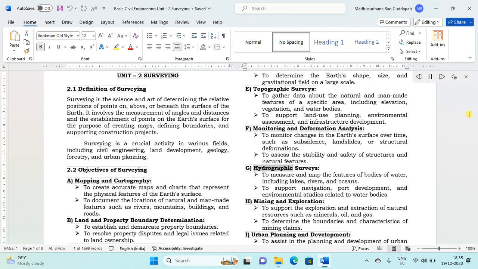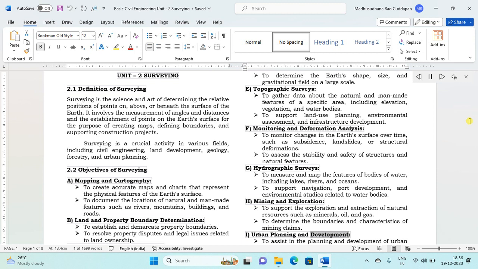G. Hydrographic surveys. To measure and map the features of bodies of water, including lakes, rivers, and oceans. To support navigation, port development, and environmental studies related to water bodies. H. Mining and exploration. To support the exploration and extraction of natural resources such as minerals, oil, and gas. To determine the boundaries and characteristics of mining claims.